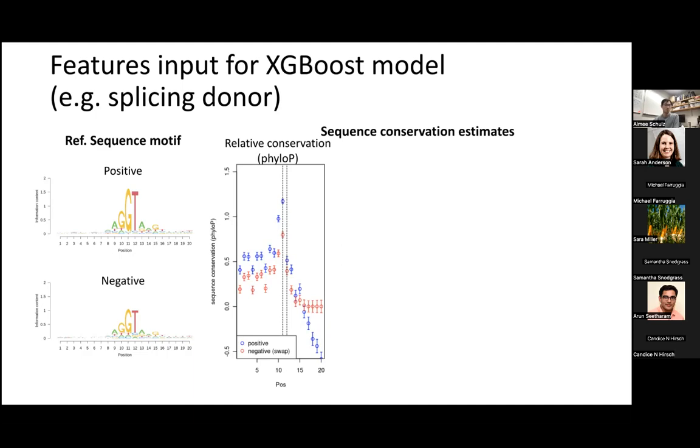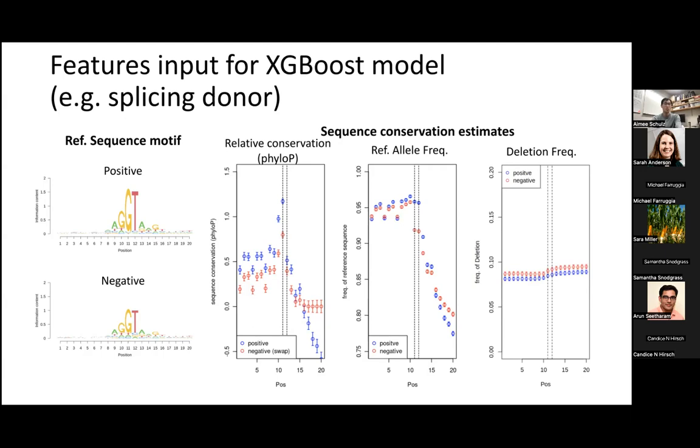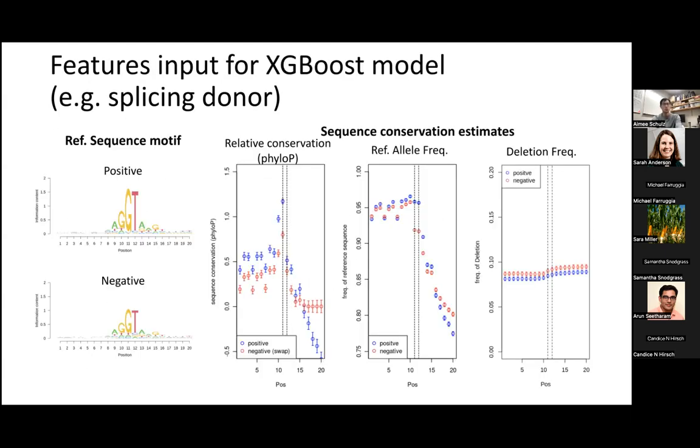First, we have the relative conservation score, which we call the phyloP score. It is a measurement of how conserved the sequence is compared to the neutral sites of the gene model. In this case, I use the fourfold degenerate sites as the neutral model and check how conserved those 20 sites are. In addition to the relative conservation score, we also have the relative reference allele frequency of all those 20 sites and the deletion frequency. As we can see in all these plots, there is a clear distinction of the patterns between positive and negative sets of junctions. So these are the feature inputs for the XGBoost model.